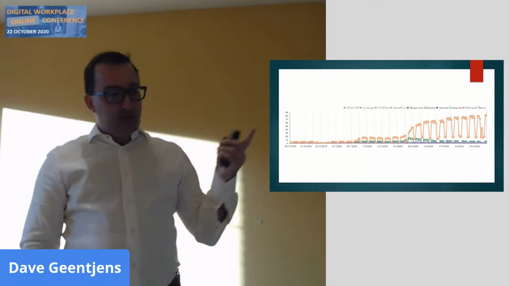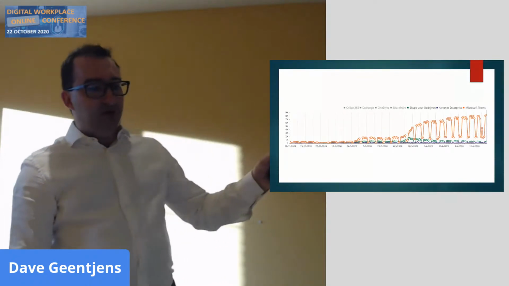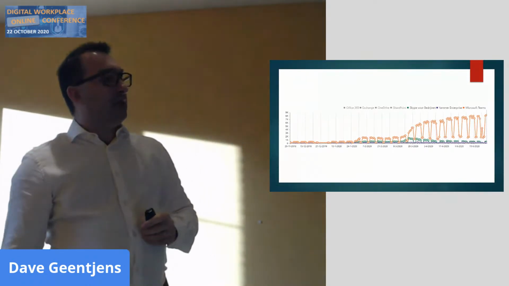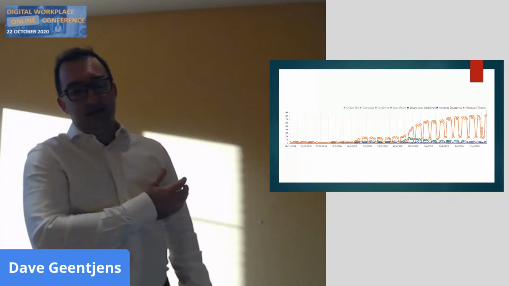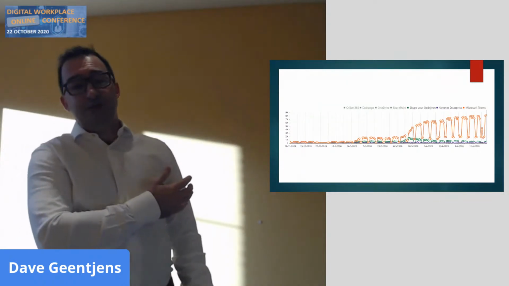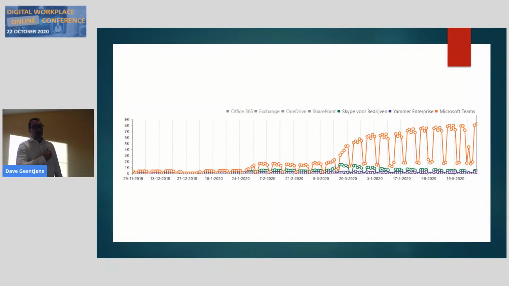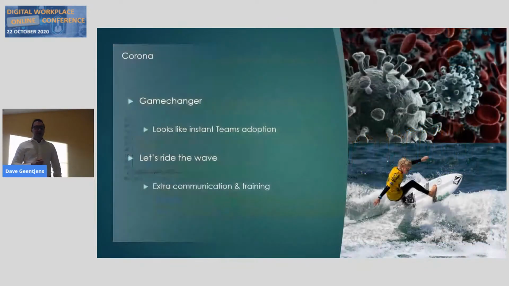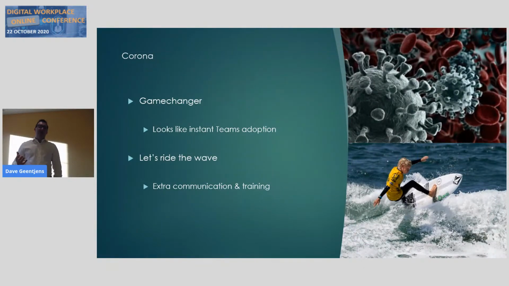So we started up last year. You can see the graph here. It's the report from Office 365, and the orange part is the Teams usage. So you see we started around February, where you have an increase, and then in March you have this tremendous increase. Of course, you know why that is. It's the big game changer. It's the Corona crisis that happens.